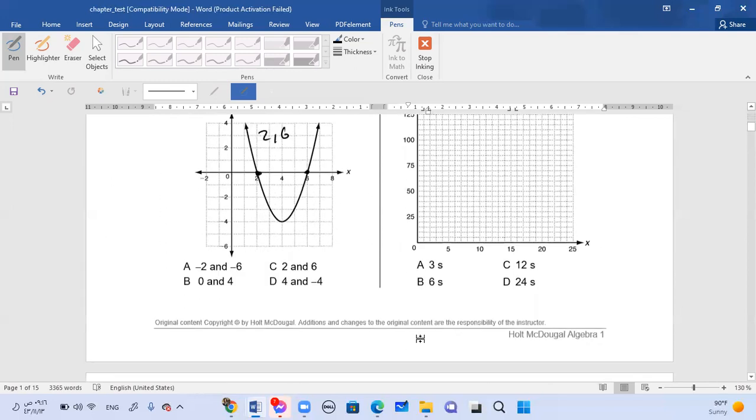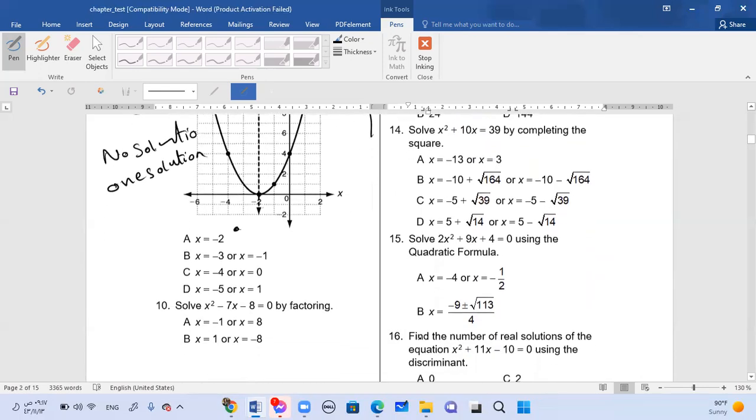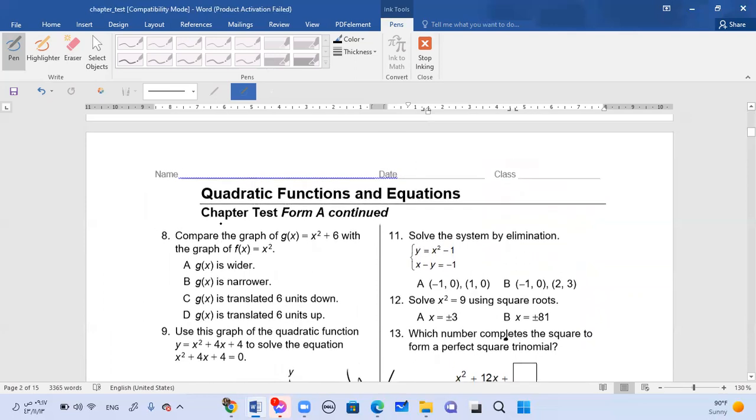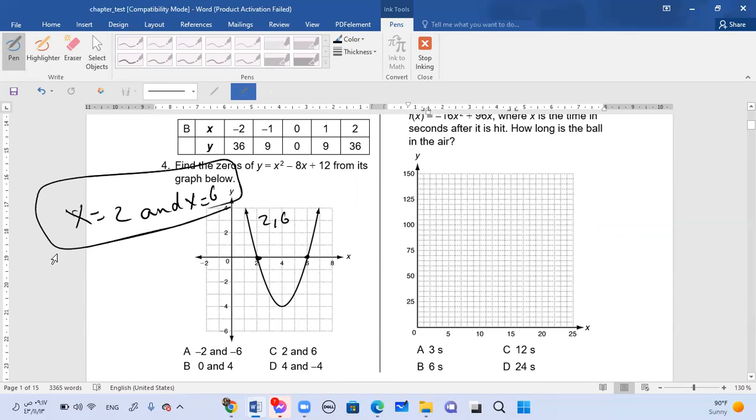Yes, one solution and the value. The solution is x equals what? Here the solution is x equal -2. This represents the solution. And here the solution is x equals 2 and x equals 6. The solution means what is the value of x? You must write x equals. It is multiple choices in the exam.